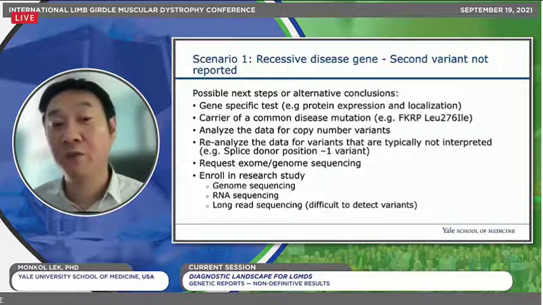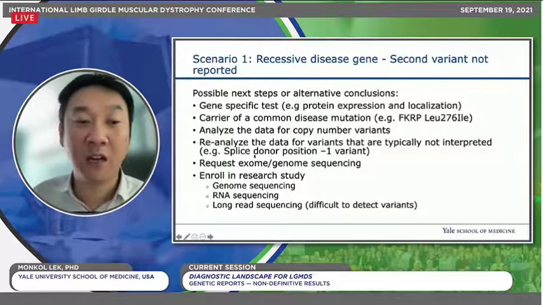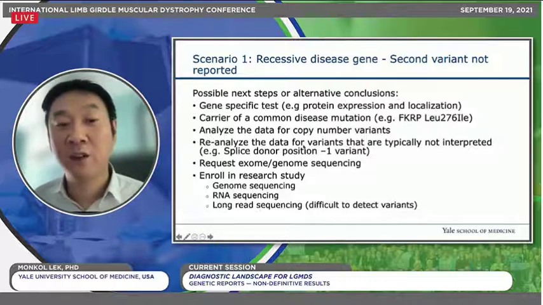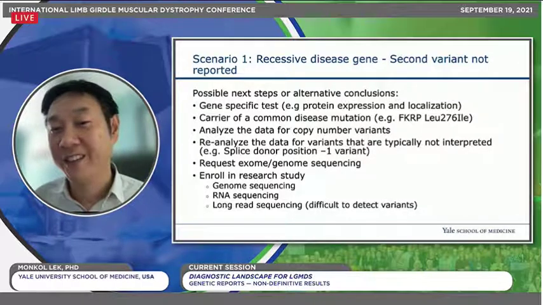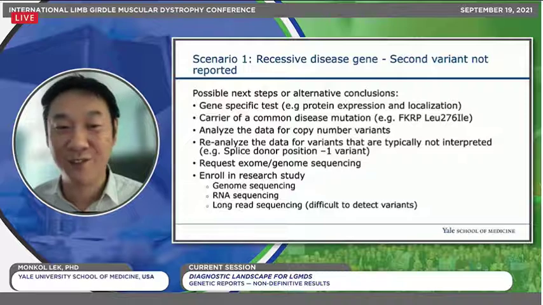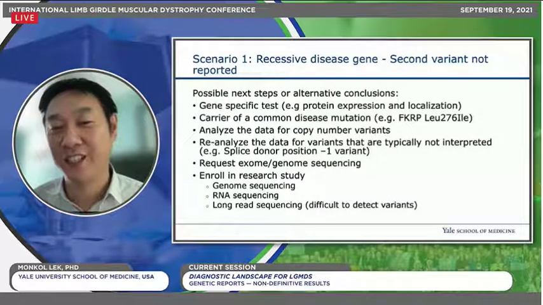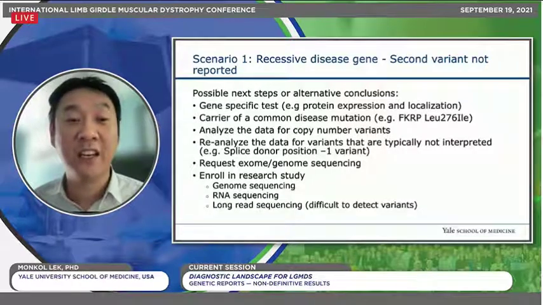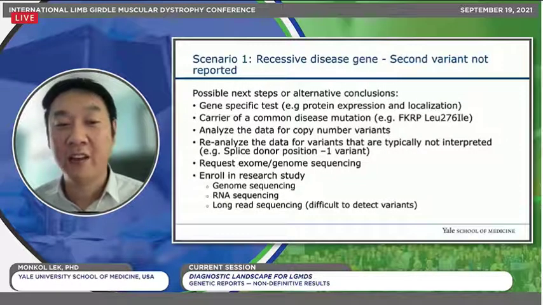We could also reanalyze the data for variants that are typically not interpreted. One such variant is a splice donor position -1 variant. This is not going to mean much to the patients in the audience. This is more for researchers and clinicians to know that sometimes reanalysis can pick up extra variants, and this is what we typically find in our research.